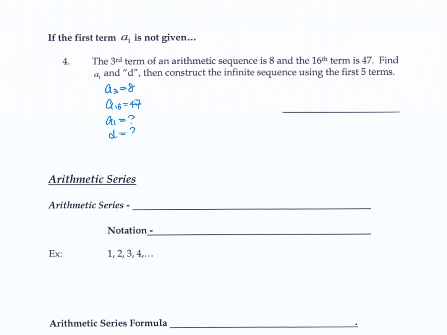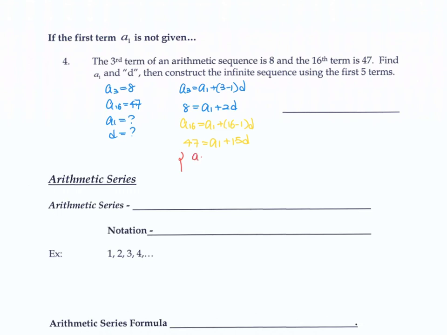So let's see what we can do. A3 equals A1 plus (3 minus 1) times D. And now I know A3 is 8. It becomes A1 plus 2D. That's one formula. And the other formula is, and I changed the color of my pen, A16 equals A1 plus (16 minus 1) D. And then A16 is 47, equals A1 plus 15D. Okay, now go to another color. Now I have a system of equations that I have to solve.